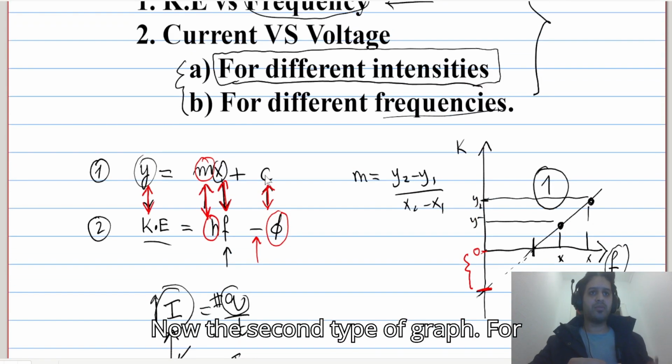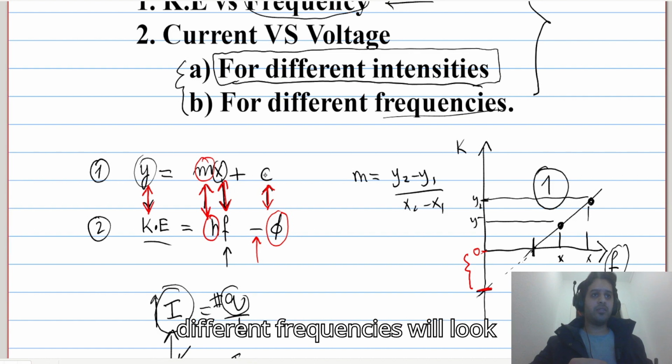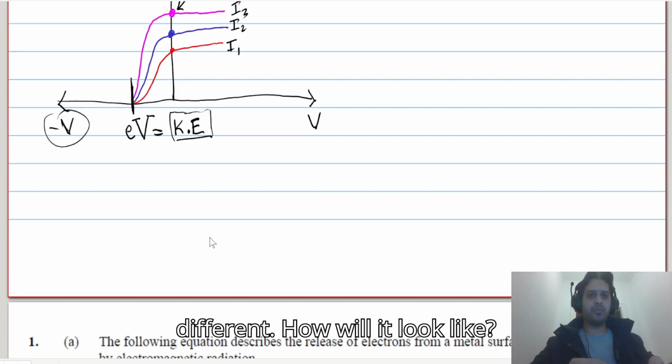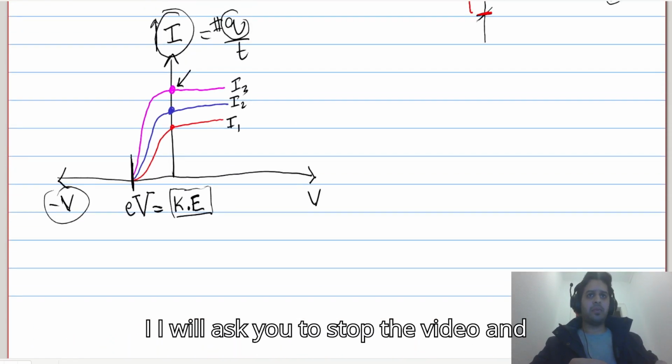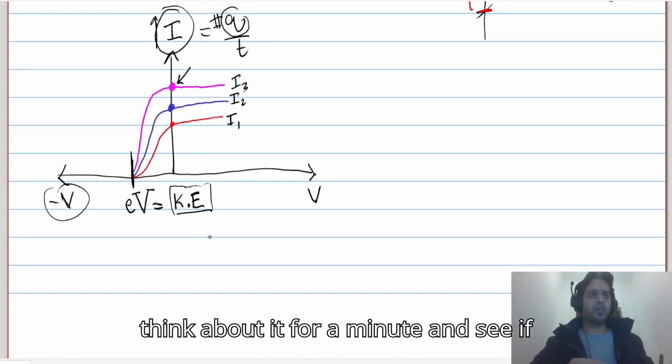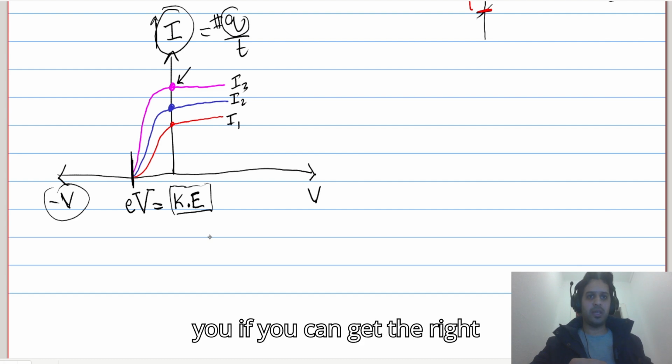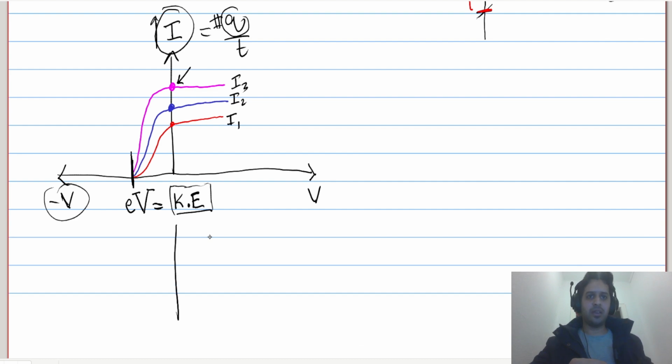Now, the second type of graph for different frequencies will look different. How will it look like? I will ask you to stop the video and think about it for a minute and see if you can get the right answer.